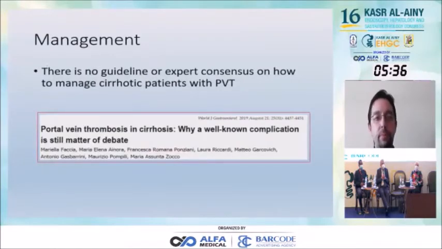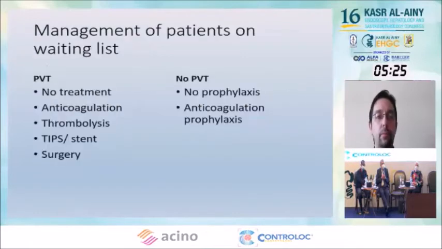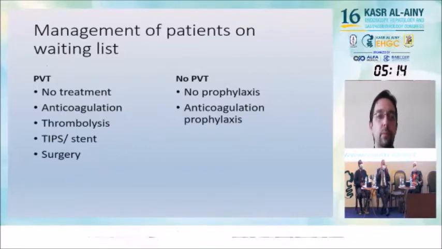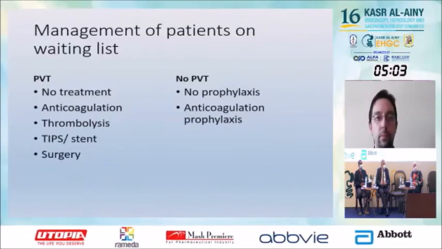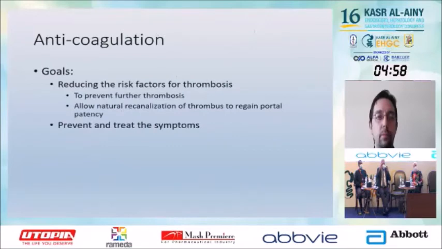Unfortunately, there is no guideline or expert consensus on how to manage cirrhotic patients with portal vein thrombosis, whether on the waiting list or not on the waiting list. But let's see what we can do. On the waiting list, portal vein thrombosis patients can be offered no treatment, anticoagulation or thrombolysis, TIPS with a stent, or surgery. With no portal vein thrombosis, we may offer no prophylaxis or anticoagulation prophylaxis. These are the options. So let's see the patients on the waiting list with portal vein thrombosis.